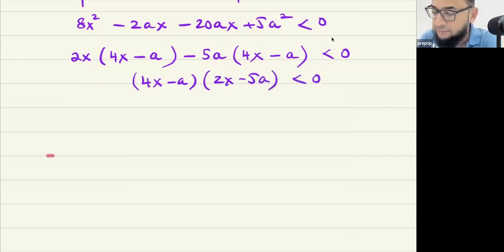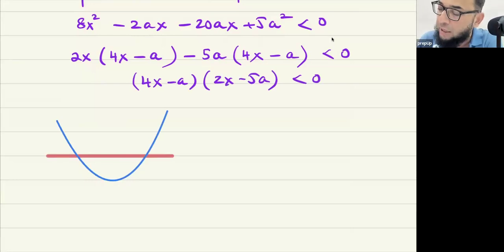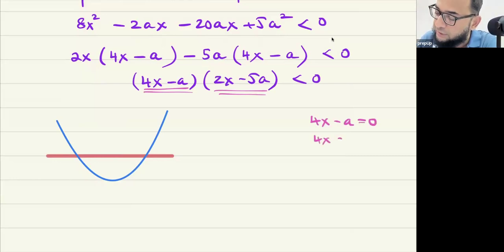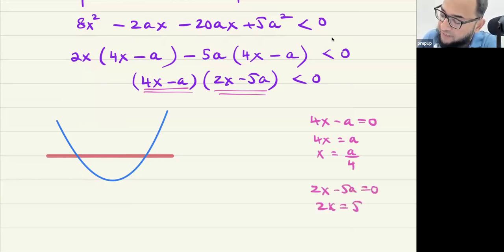Draw the x-axis, draw a curve, mark the values. How do you mark the values? Some people ask this question. We equate each bracket to 0. So 4x minus a equals 0, 4x is equal to a, x is a over 4. And 2x minus 5a equals 0, 2x is 5a, therefore x is 5a over 2.